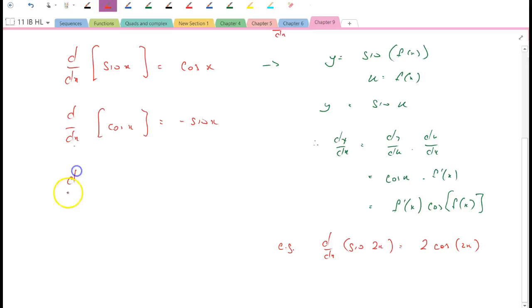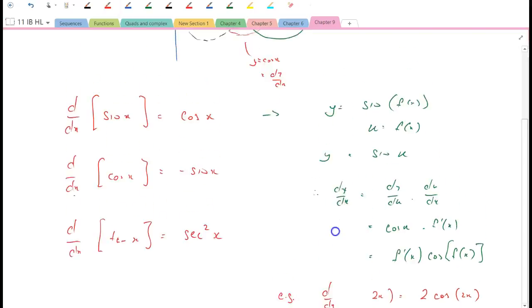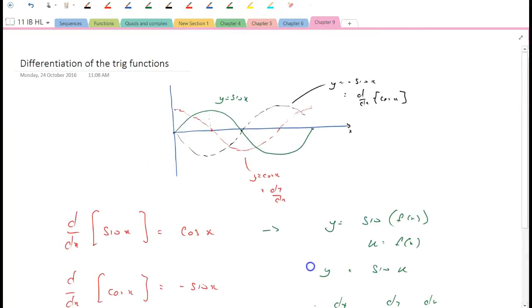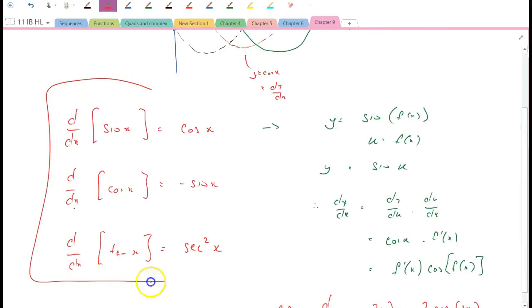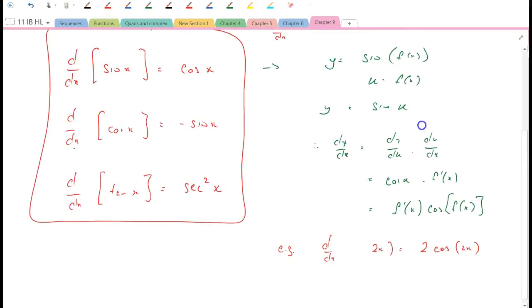Okay, the other derivative, while we're at it, we need to look at is for tan x, and that is equal to 1 over cos squared x, or sec squared x. And the same chain rule principles will apply to those, obviously. Okay, so they're the derivatives of the trig functions. Excellent. There they are. Put a little border around them.